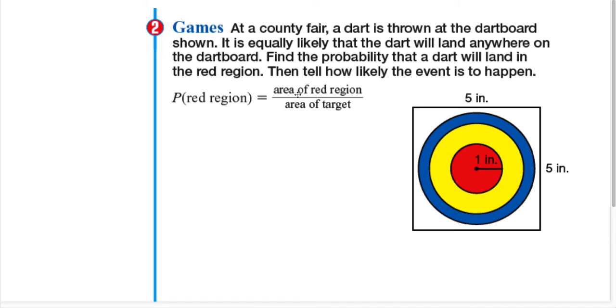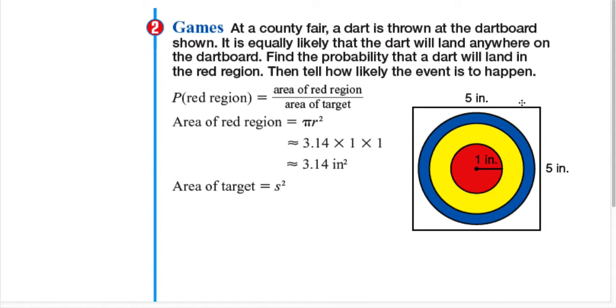So first we find the area of the red region, which is a circle. As a circle, we know that the formula for the area is pi r squared. We substitute the values for pi and r, which is 3.14 times 1 times 1. Why? Because the radius is 1. Radius squared is 1 times 1. You end up with 3.14 square inches as the area of your red region. The area of our target is a square, and the area formula for a square is s squared. Substitute the value for s, which is 5. So this becomes 5 times 5, or 25 square inches.